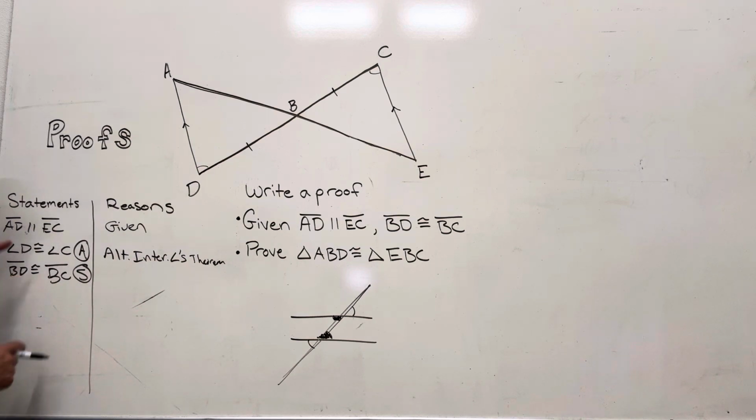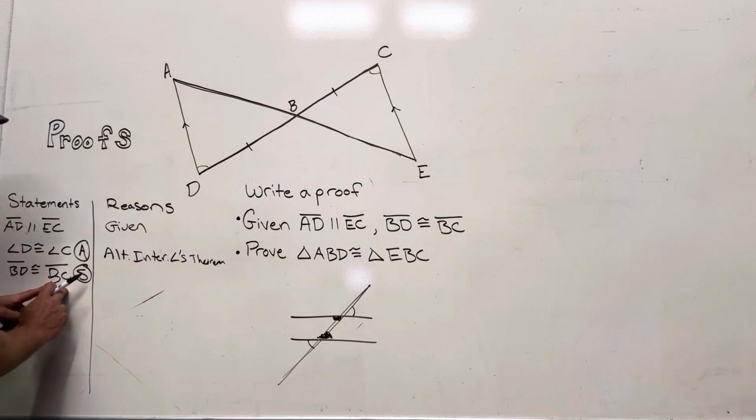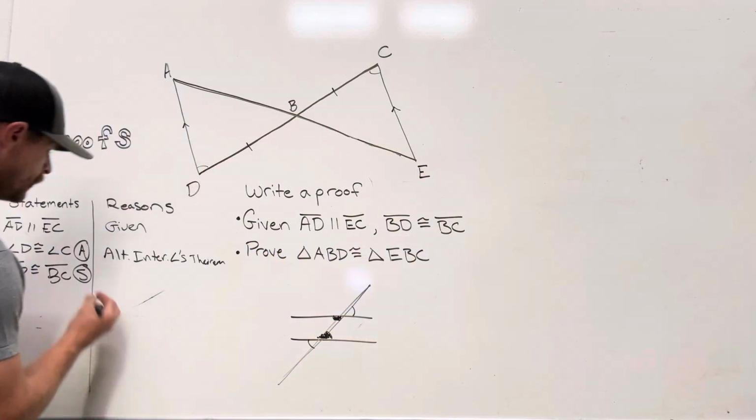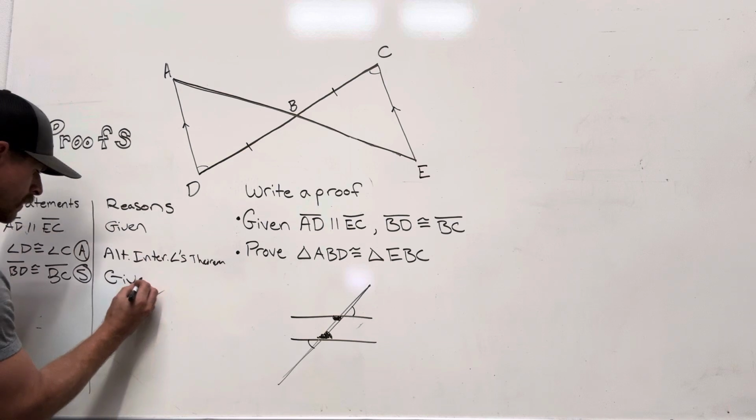But before we get to that, let's talk about something here. I'm just setting this up, angle side angle. I got to ask myself, how do I know segment BD is congruent to segment BC? Well, it was told to us, it was given. So all we got to put here in the reasoning is given.